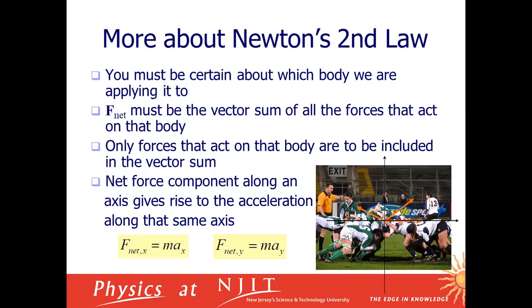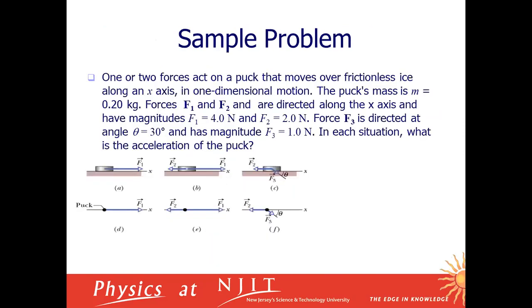The net force component along an axis gives rise to the acceleration along the same axis. F net of x is equal to mass times acceleration along the x-axis, whereas F net of y is equal to mass times acceleration along the y-axis.